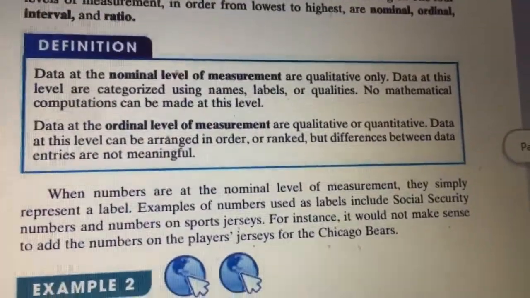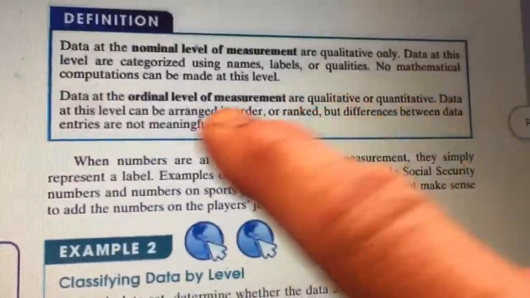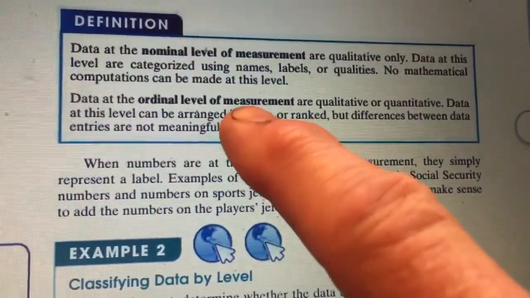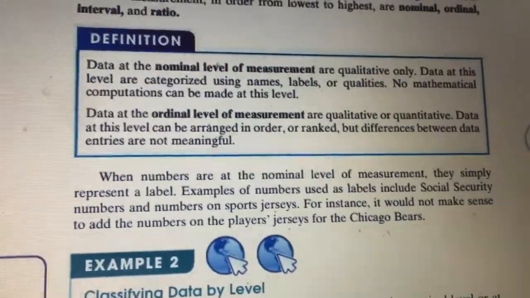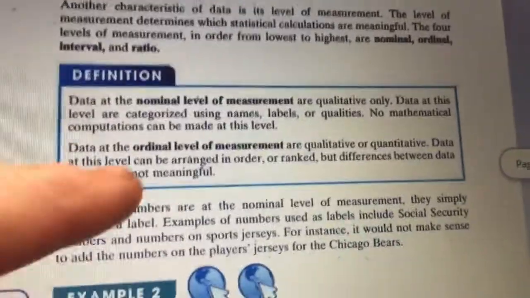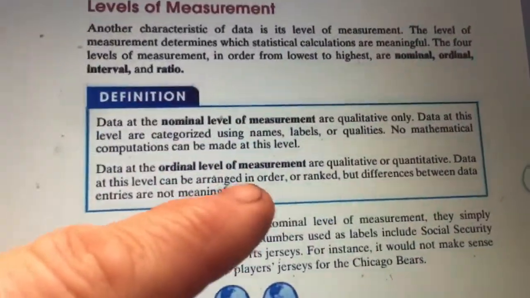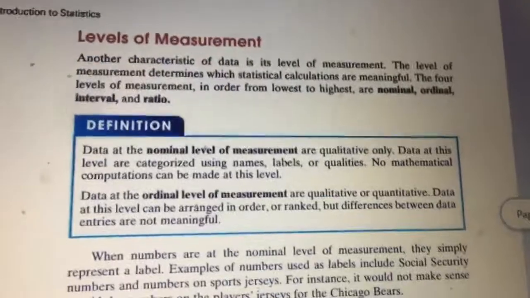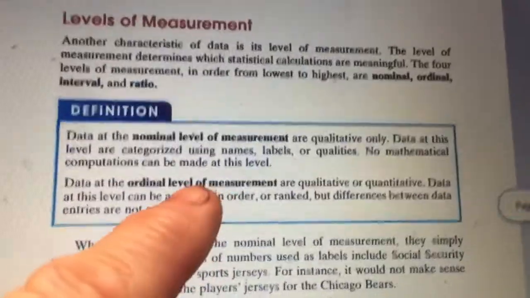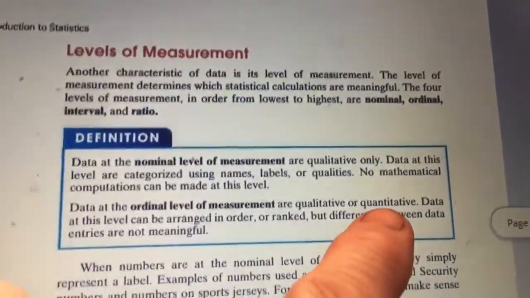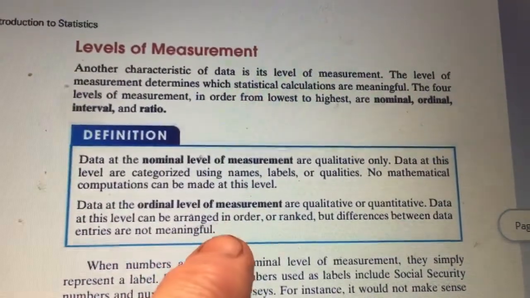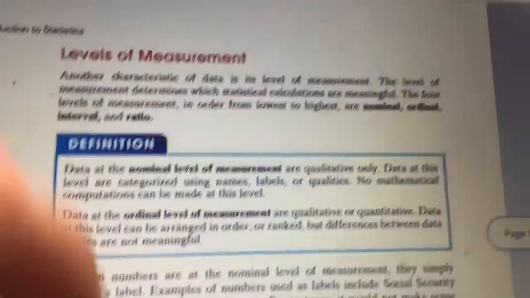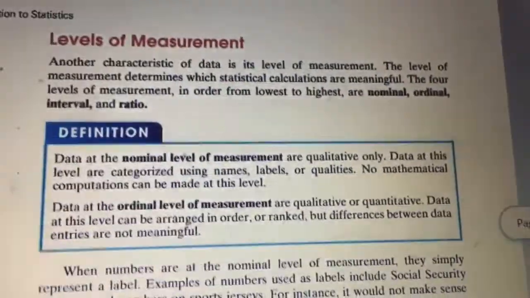Look what it says here. No mathematical computations can be made at that level. In fact, a lot of times this nominal level is not even numbers. Then you have ordinal level of measurement. This can be qualitative or quantitative. Data at this level can be arranged in order or ranked, but differences between the data entries are not meaningful.